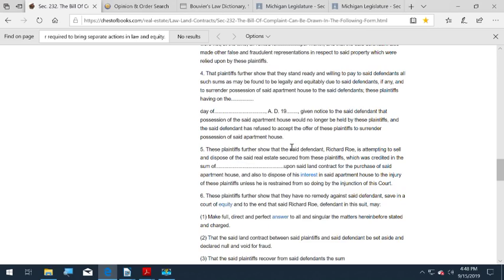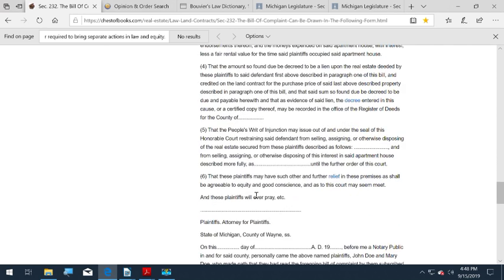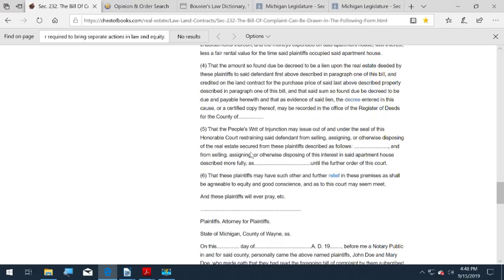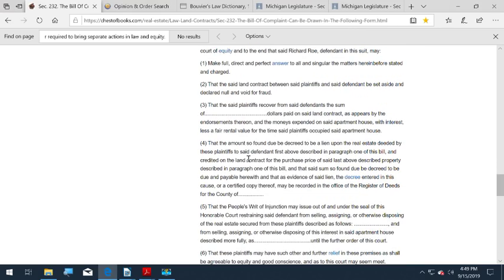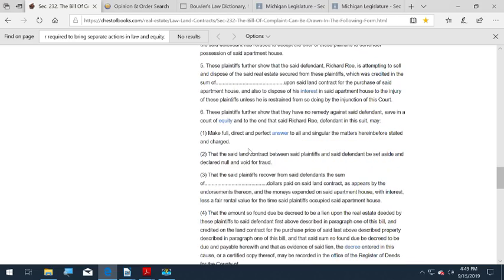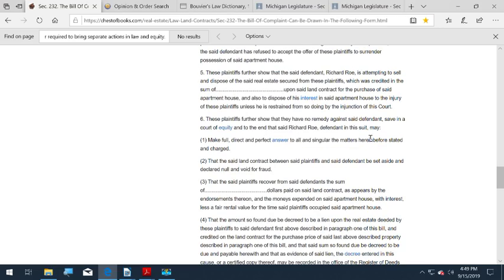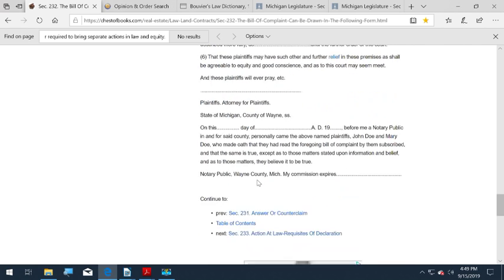Right, that the plaintiffs further show that the defendant is attempting to sell and dispose of real estate secured, plaintiffs credited, and so on. Where's the part I wanted? Where is it? I think we just go to the end. Okay. That the people's writ of injunction may issue out of and under the seal of this honorable court, restraining the defendant from selling, assigning, or otherwise. Right, so get an injunction. So that's what they're asking for here, the things they want to have. Make a full and perfect answer to all singular matters hereunto stated or charged. Right? So you put your adjudicated facts in that you want the court to get an answer for.